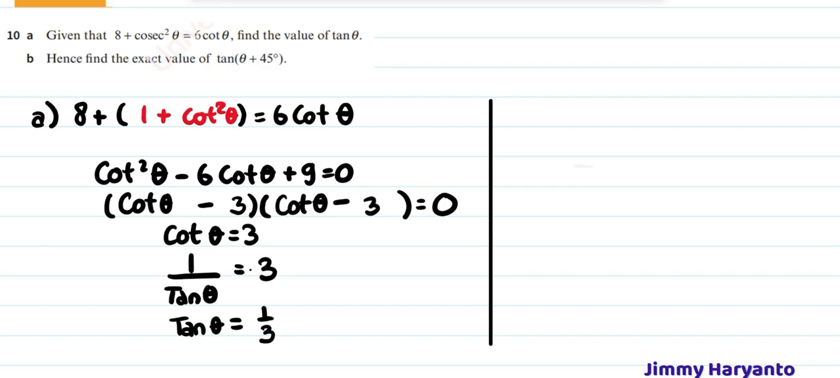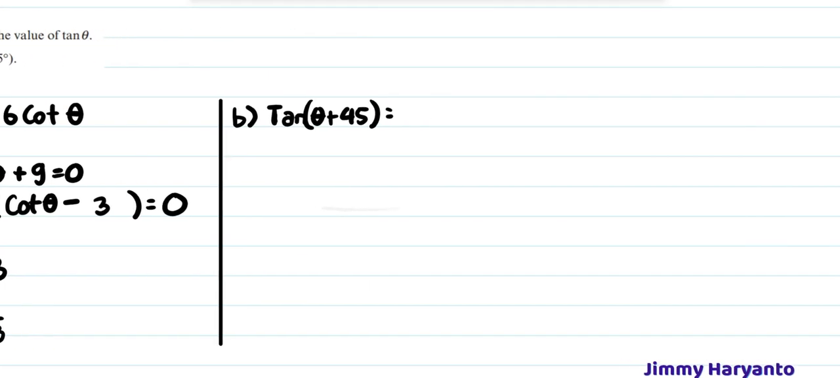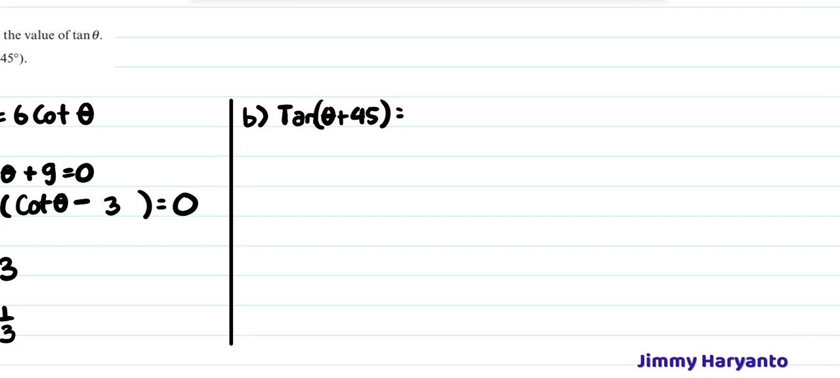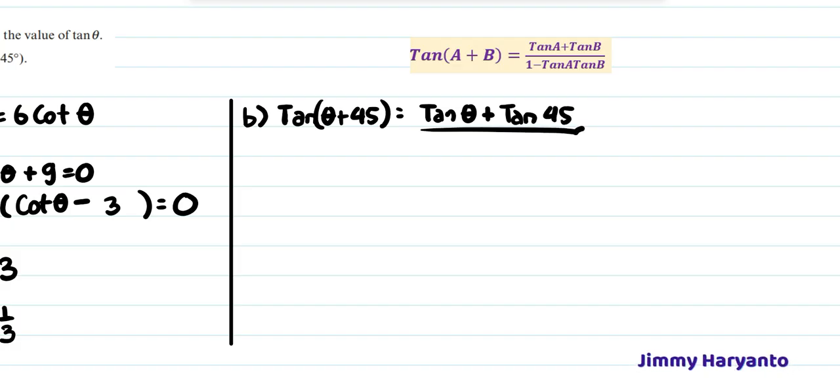Next is to find the tangent of theta plus 45. For this one, you have to use the formula of tangent A plus B. Tangent A plus B equals tan A plus tan B over 1 minus tan A tan B. So you write it as tan theta plus tangent 45 divided by 1 minus tangent theta tangent 45, like this.